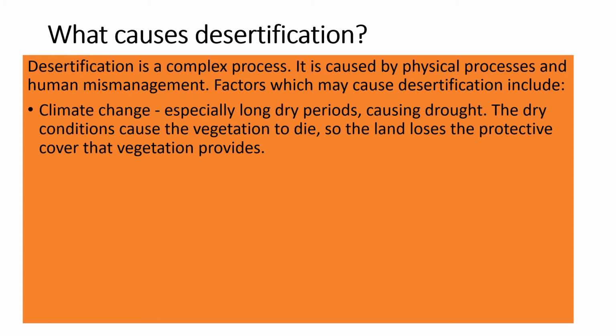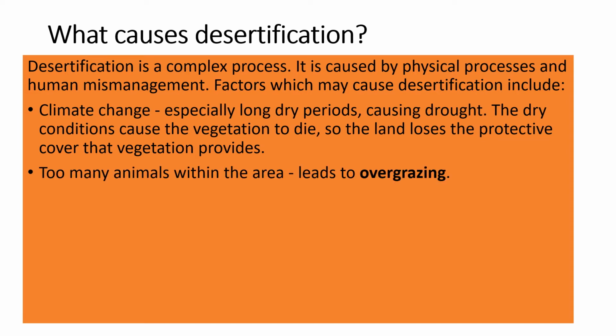The dry conditions cause the vegetation to die, so the land loses the protective cover that vegetation provides. Because vegetation, like trees and plants, the roots of them bind the soil together, so they keep it in place so that it doesn't wash away and it doesn't blow away. And when plants drop their leaves onto the soil, those leaves will rot and produce a really nice mushy fertilizer which keeps the soil good. However, if the climate change is causing long periods of drought and all the vegetation dies, then the roots can no longer hold the soil together and the leaves will no longer drop onto the soil, making it really fertile. So therefore, the soil can end up drying up and blowing or washing away.